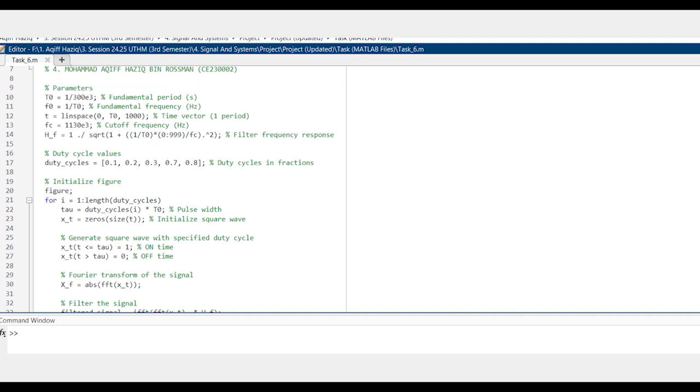The code analyzes square waves with duty cycles of 10%, 20%, 30%, 70%, and 80%. For each duty cycle, the square wave is generated by setting the pulse width tau, creating an on and off period in the time domain.